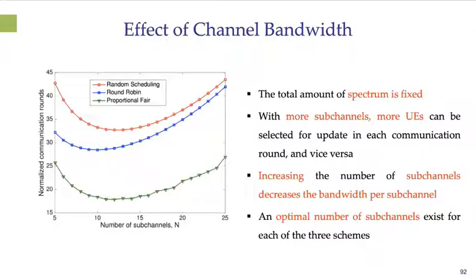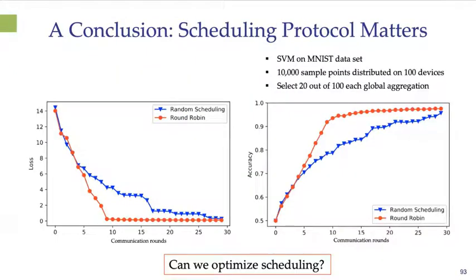We can also use these lower bounds to look at the issue of how we should divide up the spectrum. Obviously, if we have larger subchannels, we can get better performance. On the other hand, if we have smaller subchannels, we can allow more end user devices to report on each iteration. So there's a trade-off in terms of number of subchannels, and you can see that there's kind of a sweet spot from this chart here on the left. You can see that there's a sweet spot for the number of subchannels for a given type of scheduling algorithm.